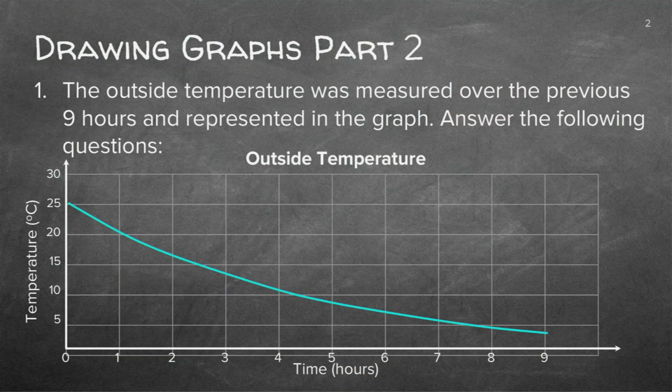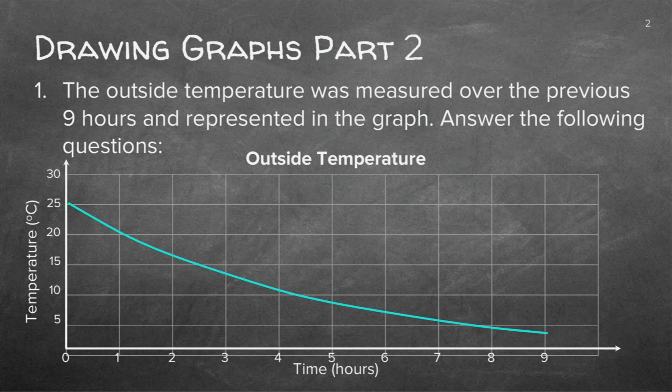The outside temperature was measured over the previous 9 hours and represented in this graph. So that is our outside temperature. If you can see, it was decreasing, and now they ask us to answer the following questions. Please look at it carefully so that you can remember. There's the title, our dependent variable, our independent. You see it is not linear.